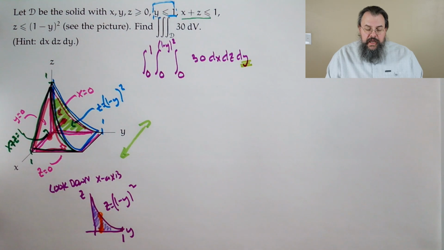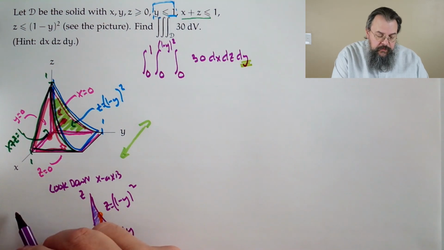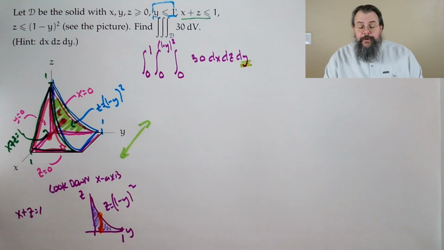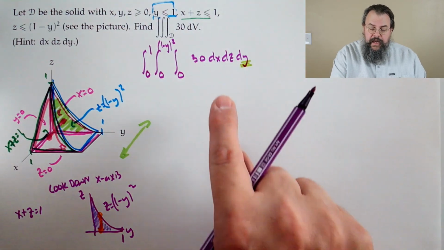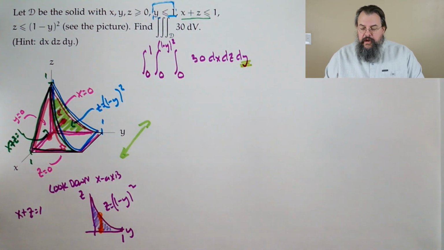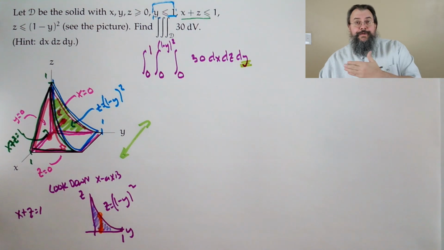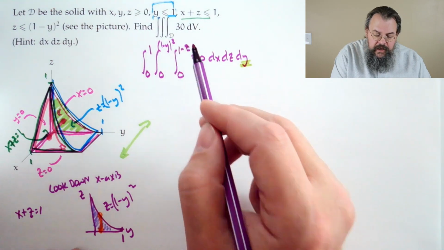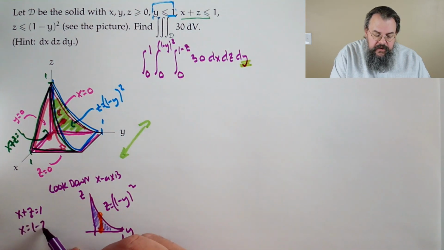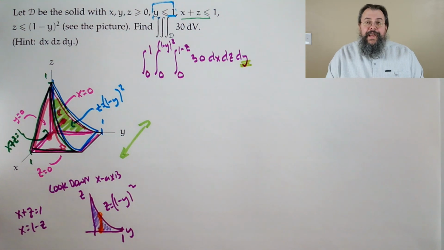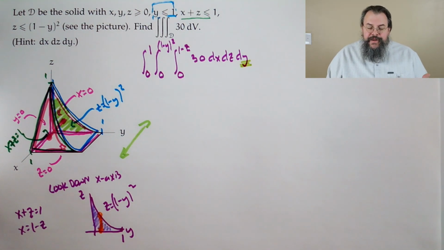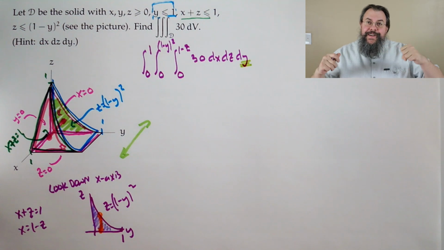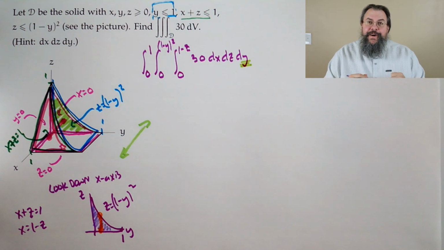Now, we have to take that surface, x plus z equals 1, and we have to rewrite it in the right form, where the right form is x equals something, because it's an x bound. Well, if x plus z equals 1, then x is 1 minus z. X equals 1 minus z. Okay, great. Now we're set up. But it said find it, right? It didn't just say set up the integral. We're going to find it. So here we go. Okay, this should be fun.